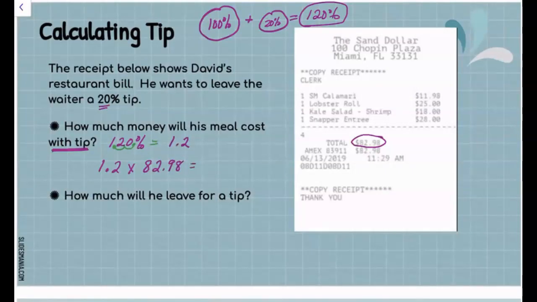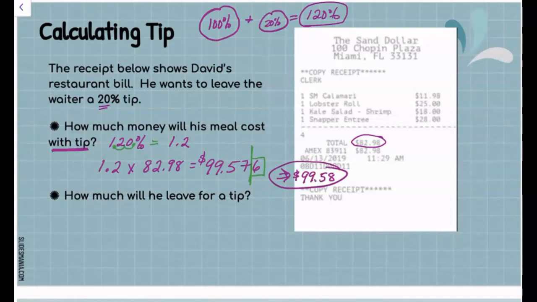So we take the 1.2 and we multiply it by the amount that we spent. And what we end up with is 1.2 times 82.98, and that is $99.576. So what we need to do again is make our line here, box that out. That is 5 or more, so we let it soar. So it's going to cost David, for the entire bill, including the tip, $99.58.